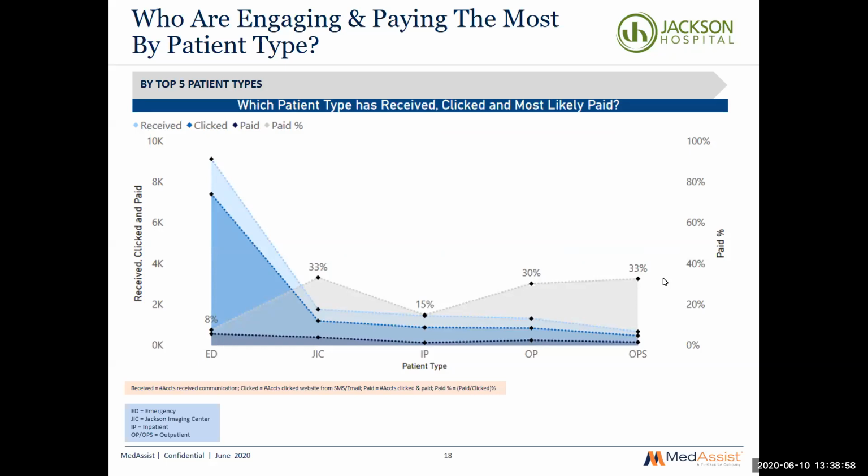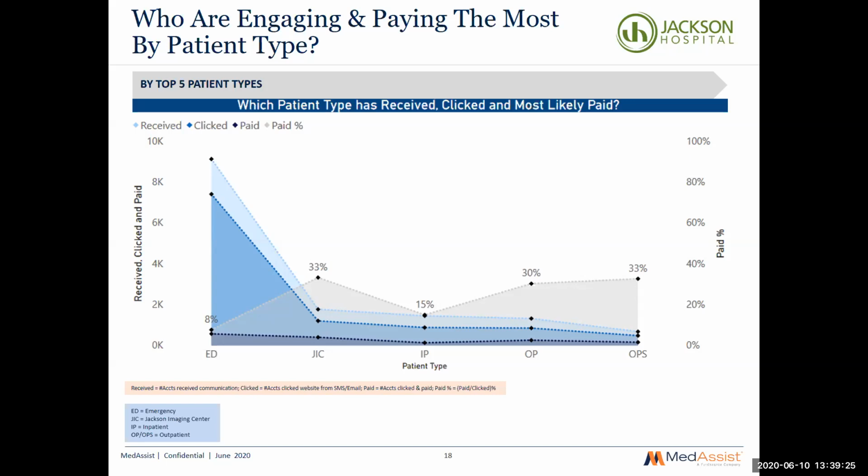So who is engaging and paying the most by patient type? On the left, across the x-axis, we have emergency room. We have JIC, which is Jackson's Imaging Center. We have inpatient, outpatient, and outpatient surgeries. The results for the emergency room, as can be expected, are pretty weak, right? We collect very little money there. The click-through rates are all good.